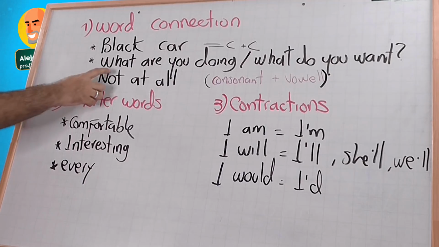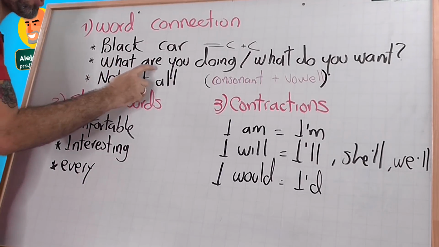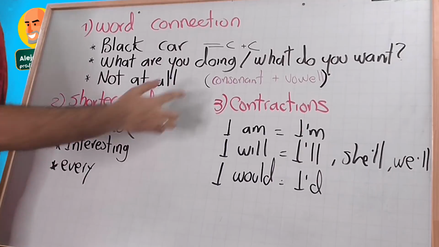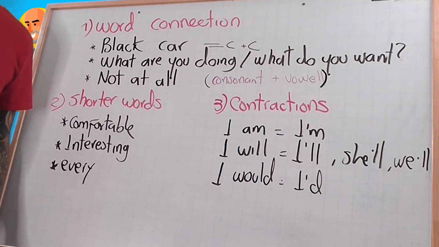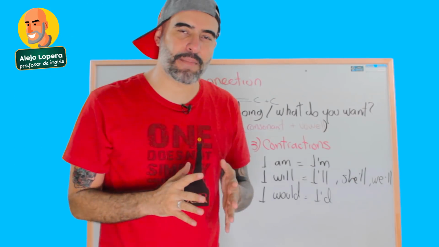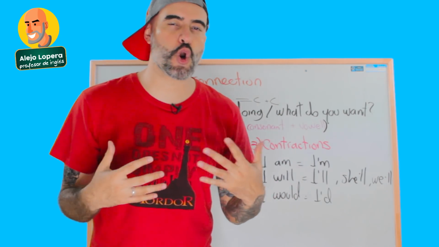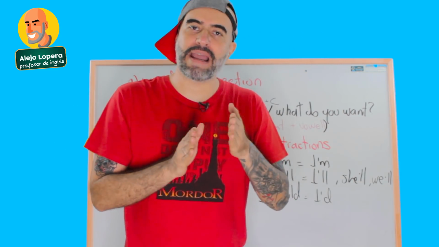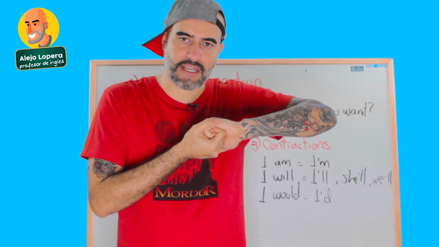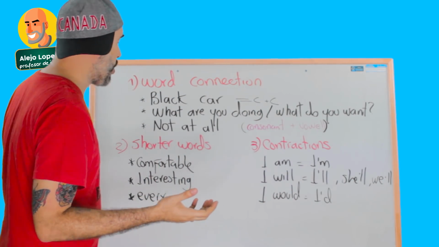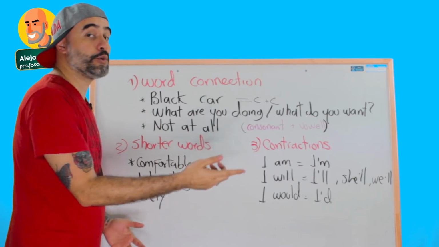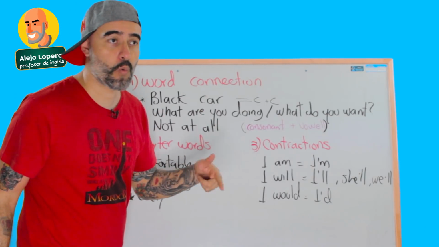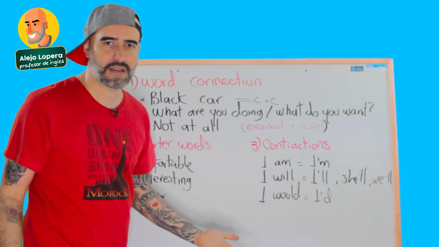For example, these words, what are you doing? Or what do you want? I mean, when people are speaking normally, they don't go like word by word or letter by letter. They want to connect all those words. So you want to say something like, what are you doing?